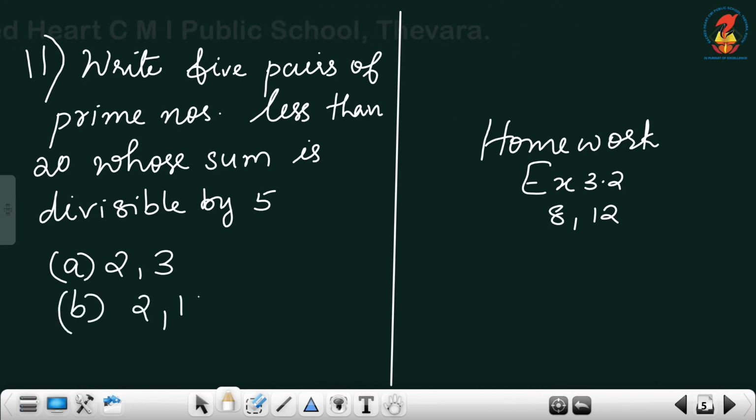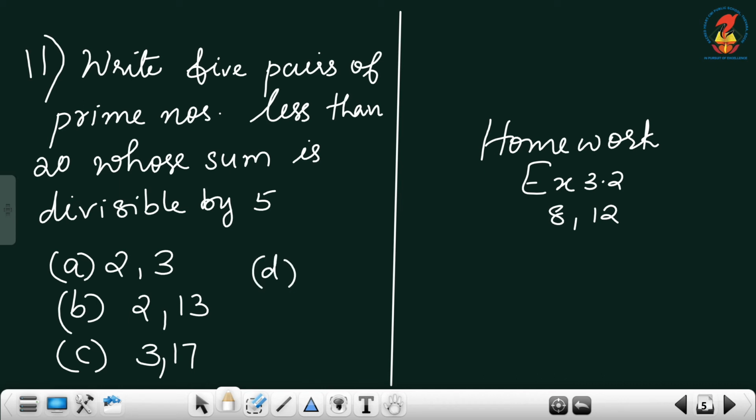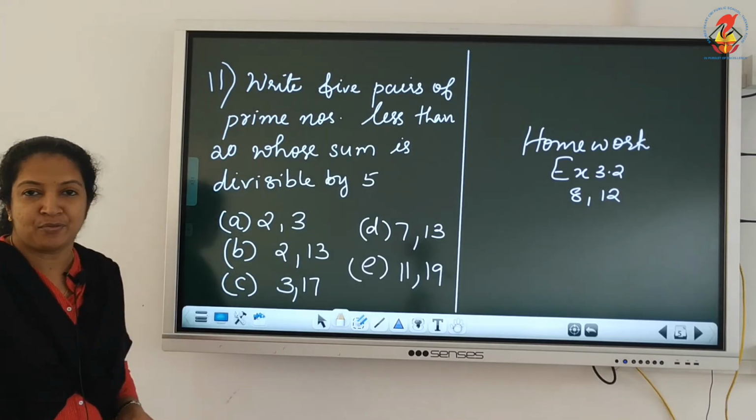Second one, 2 and 13. 2 plus 13 is 15. It is divisible by 5. Then third, 3 and 17. So 20 is divisible by 5. Next one, 7 and 13. Again 20, divisible by 5. 11 and 19. 30. It is divisible by 5.